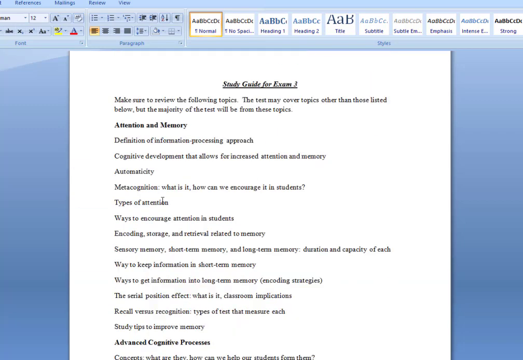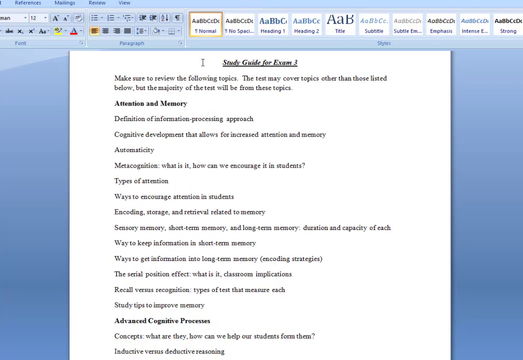So, I'm just going to go through here and hit the highlights, but if you have questions, as always, feel free to email me. So when we were talking about attention and memory, we said that this was related to an information processing approach. The basic idea is that when it comes to our cognitive processes, we are in some ways similar to a computer. We would have an input, we would have to store information for an appropriate amount of time, and then we would need to be able to retrieve that information and do something with it, manipulate it, use it.